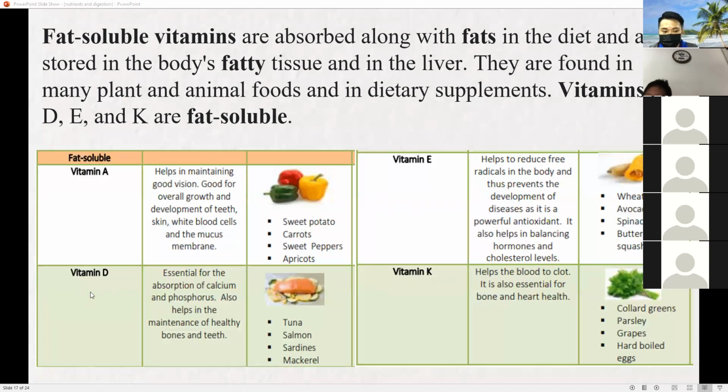So what is vitamin D? Essential for the absorption of calcium and phosphorus. Also helps in the maintenance of healthy bones and teeth.